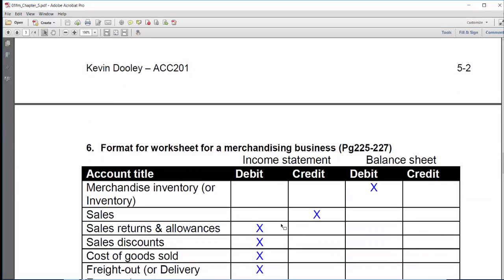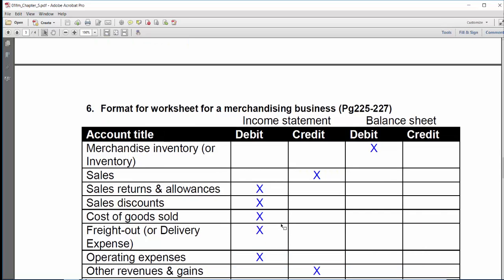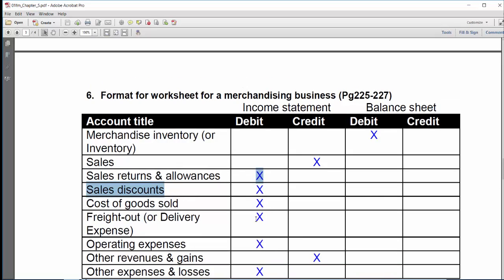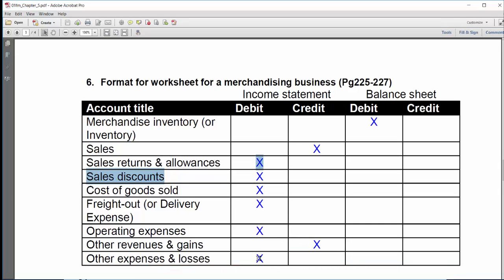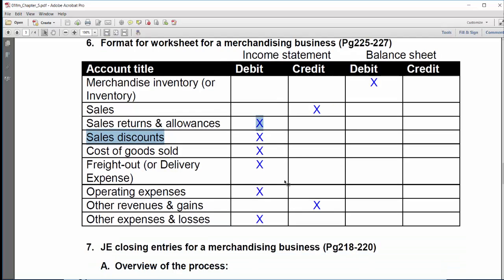And then we proceed to go through all of the accounts that are involved on the income statement. So sales, a credit balance account on the income statement of the worksheet. Sales returns and allowances, sales discounts, cost of goods sold, freight out, operating expenses, all of those are debit balances on the income statement column of a worksheet. Other revenues and gains, back to the credit side, still income statement. Other expenses and losses, debit side, still income statement. So special new accounts, almost all of them except for inventory, go on the income statement.